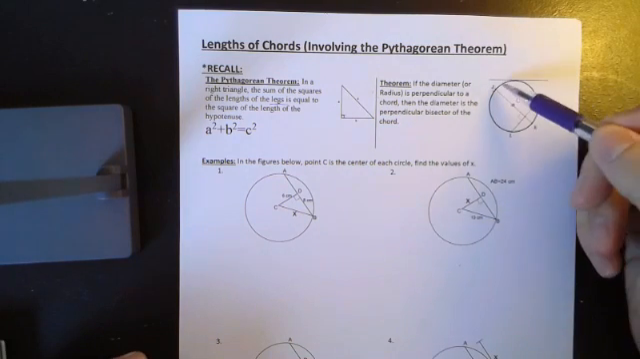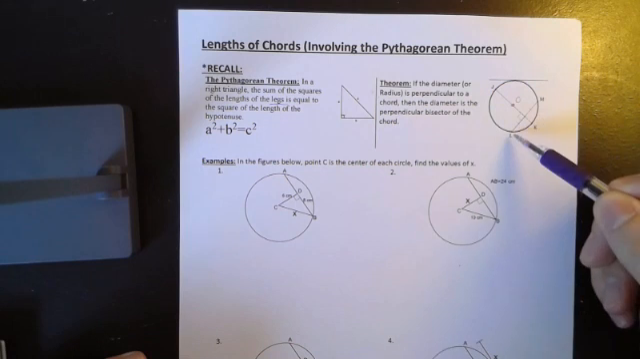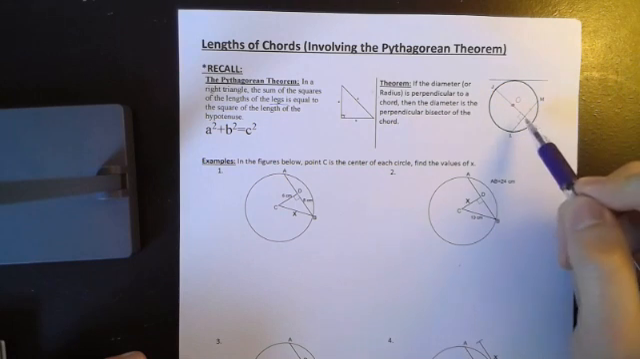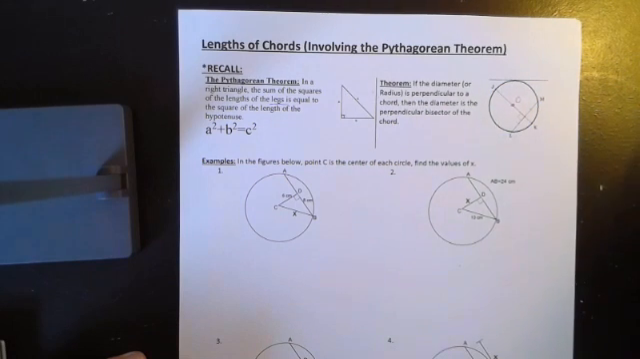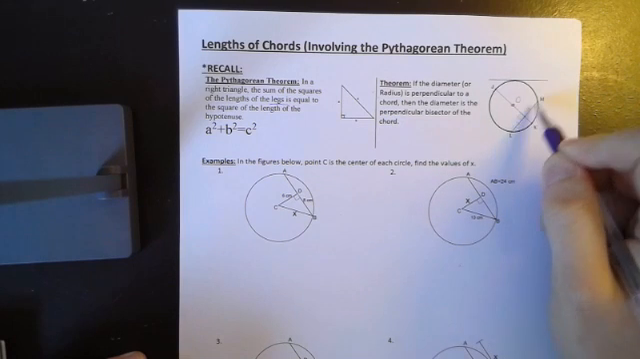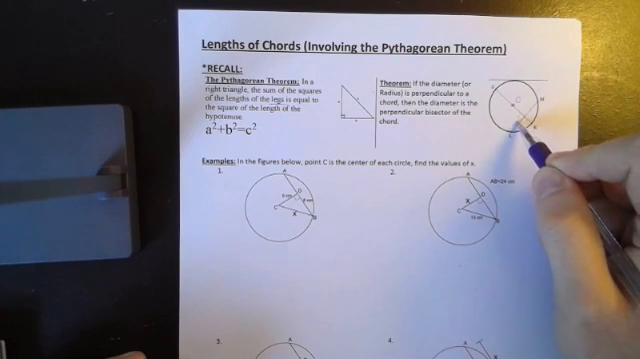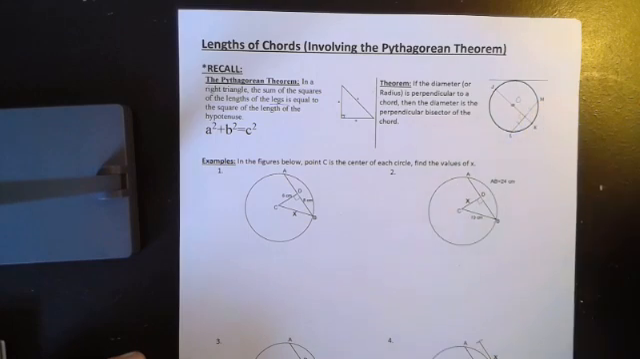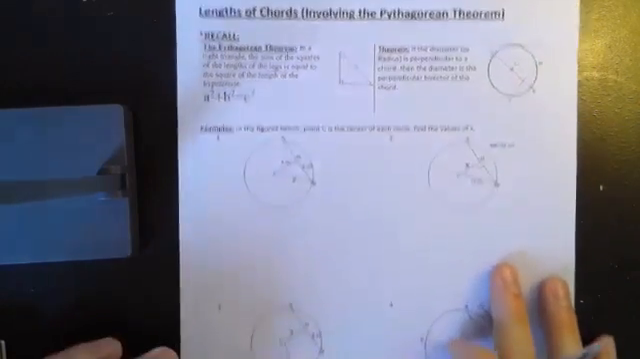So what that means is that because JK is perpendicular to LM, there's a right angle formed here. That also means that it's bisecting chord LM, meaning that this segment here is congruent to this segment here. All right, let's take a look at number one.